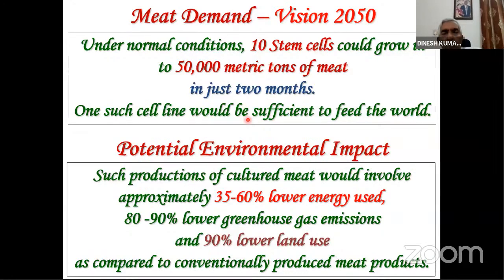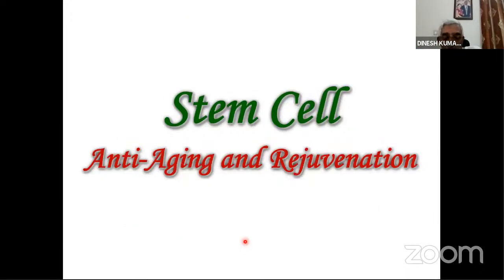A potential environmental impact is that approximately 30 to 60% lower energy will be involved in this technology. Greenhouse gas emission will be reduced by 80 to 90% compared with cattle farms, and 90% less land will be used, and that land can be used for the development of forest. In this way, lab-grown meat production will solve the problem of environmental impact.